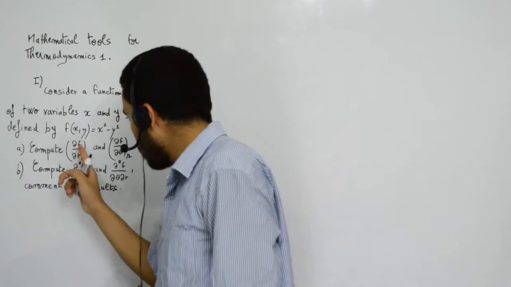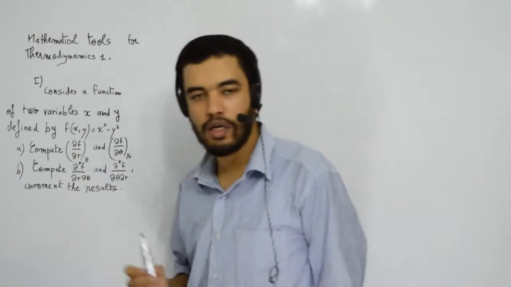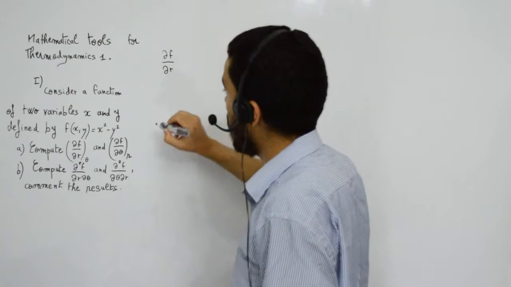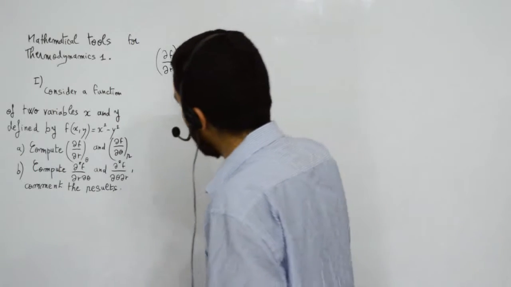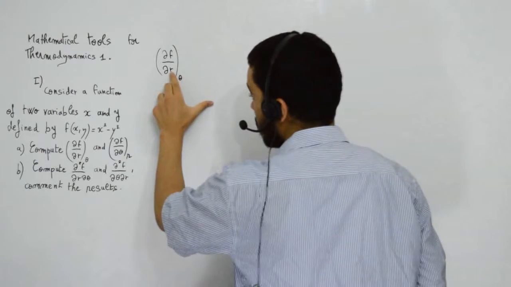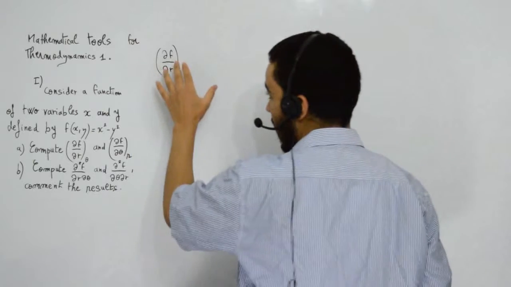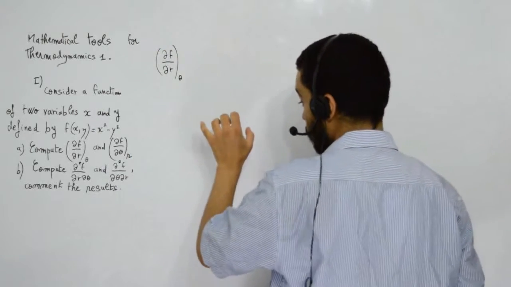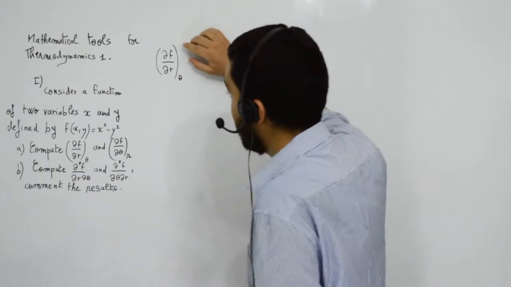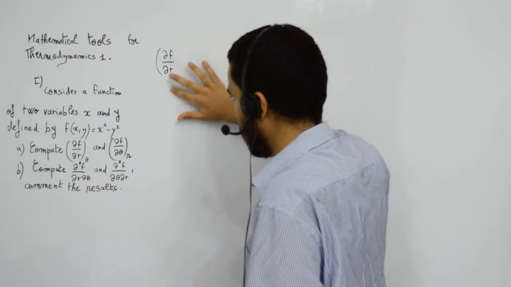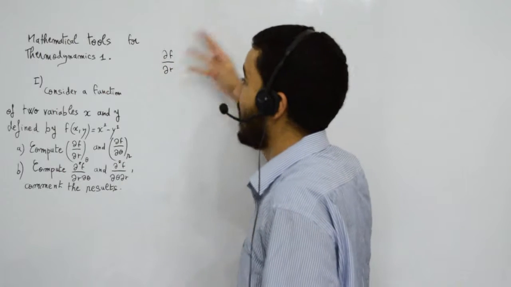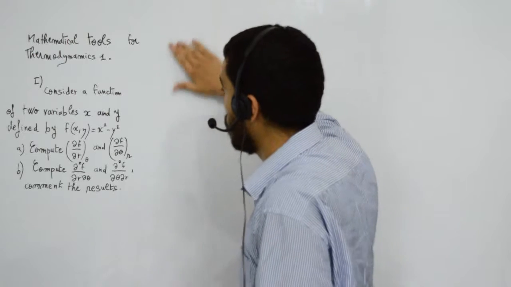So the first question is to compute partial f over partial r. We have this notation, this parenthesis and this theta here, which means that for this calculation we consider r a variable and theta constant. It is not necessary to use this notation, so we can just write partial f over partial r.